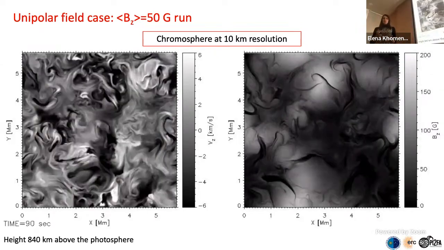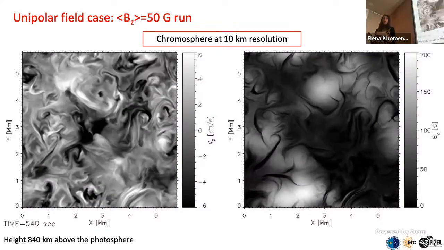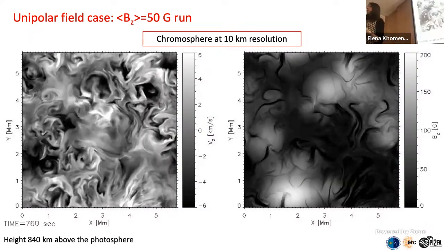So these are different models. And then we want to compare them, and we want to see if, by adding ambipolar diffusion into these models, we are able to heat the chromosphere.